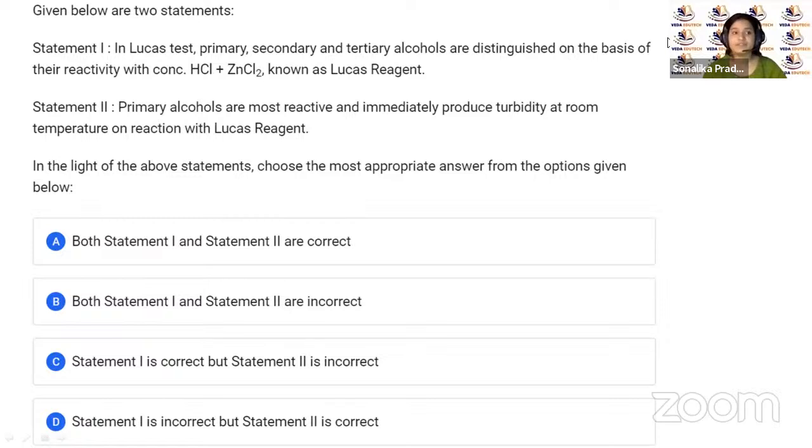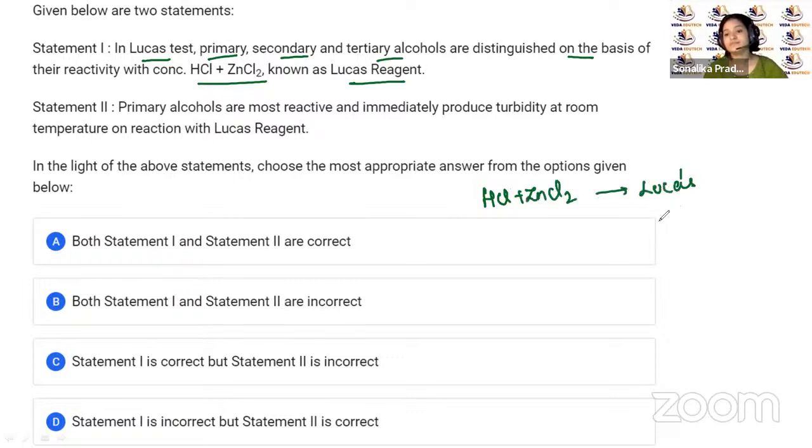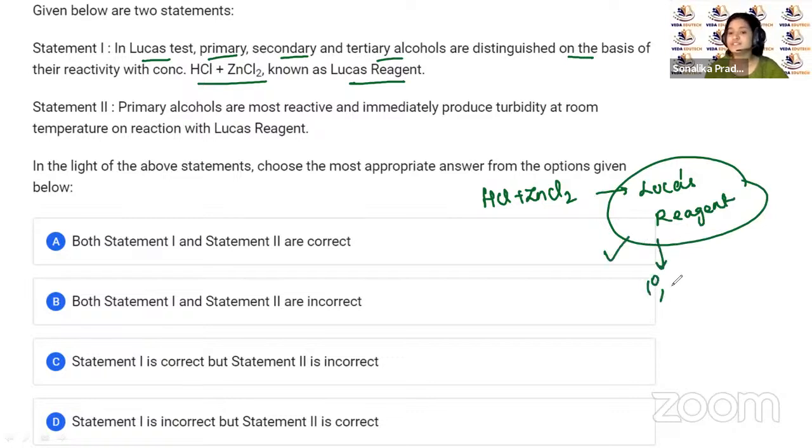So let us discuss, children, what is given in this question. It's given here that in the Lucas test, primary, secondary, tertiary alcohols are distinguished on the basis of their reactivity with Lucas reagent. So it is telling that HCl plus ZnCl2 is otherwise known as Lucas reagent. Yes. Is it correct? Yes. And is this used for distinguishing 1 to 3 degree alcohols? Yes. This is also correct. Okay. So first statement is correct?